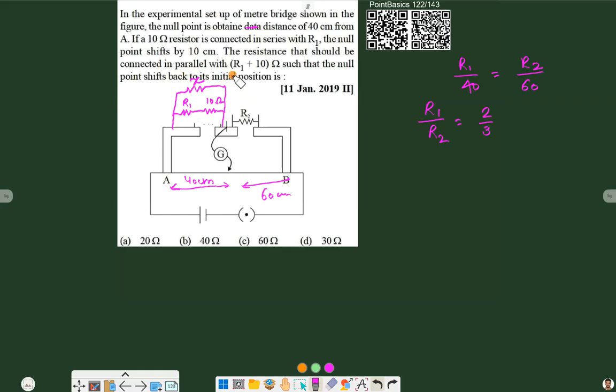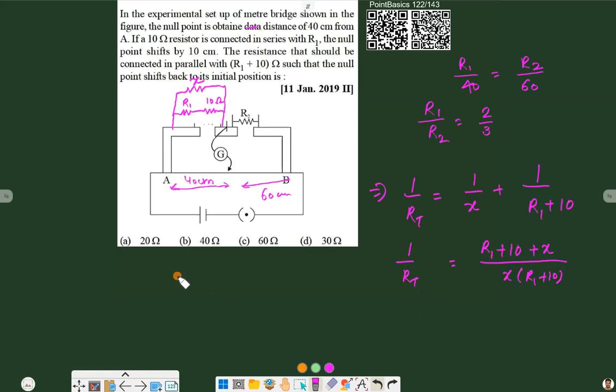The total net combination of this whole circuit is equal to R1. So the final resistance of this whole combination: here we have R1 and 10 in series and X in parallel, so their total resistance will be 1 by RT equal to 1 by X plus 1 by (R1 plus 10), and we can take the LCM here: X into (R1 plus 10) over (R1 plus 10 plus X), so this is 1 by RT.